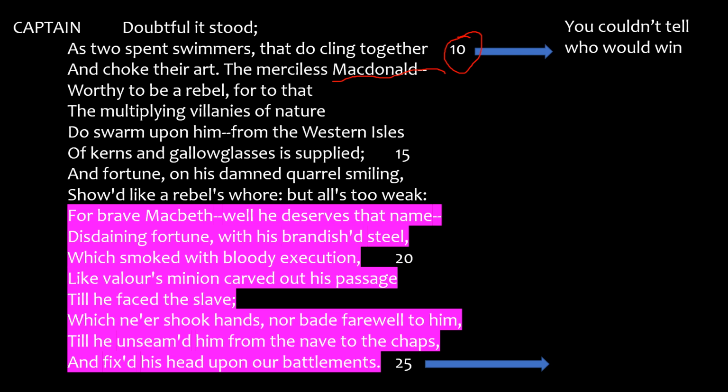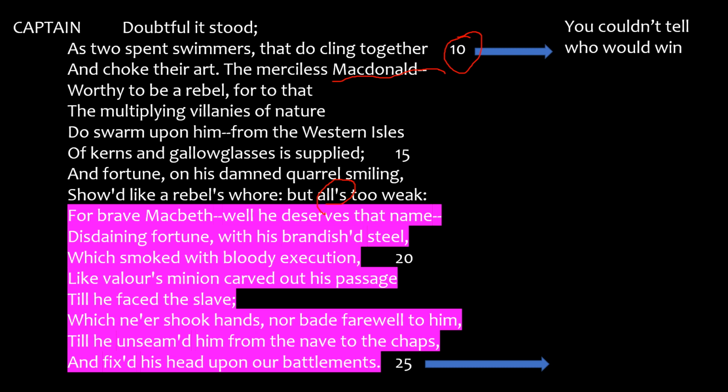here and here. But then he talks about all's too weak. All of the other people here, all of them are too weak. And here comes the pink bit. This is a quote which I would absolutely have written down somewhere or definitely come back to. This establishes Macbeth as the brave character. And in fact, he uses the word brave Macbeth. Well, he deserves that name. He deserves to be called brave.